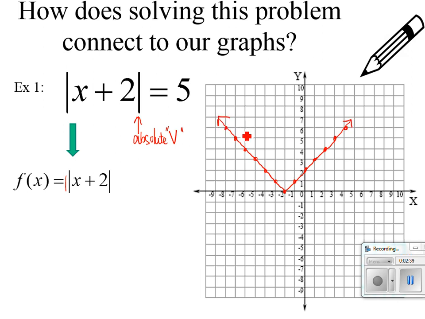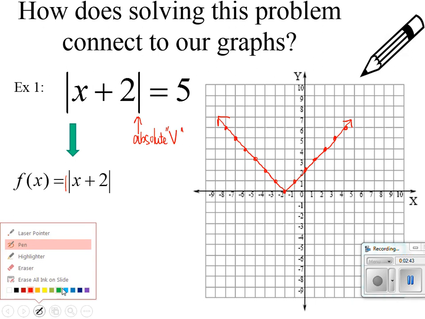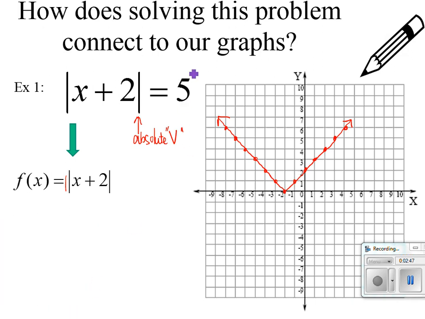Now we're going to graph the other line. The other line is basically, where is this absolute value equal to? Well, it's equal to 5. So that's where my y's are equal to 5. So I'm going to graph a line at 5. That would be a horizontal line at y equals 5.